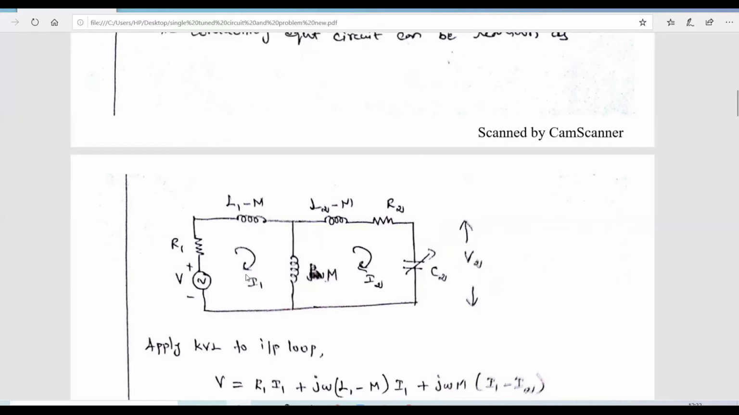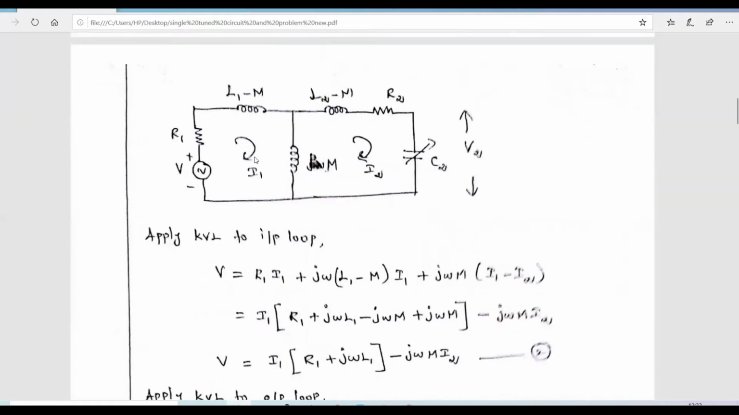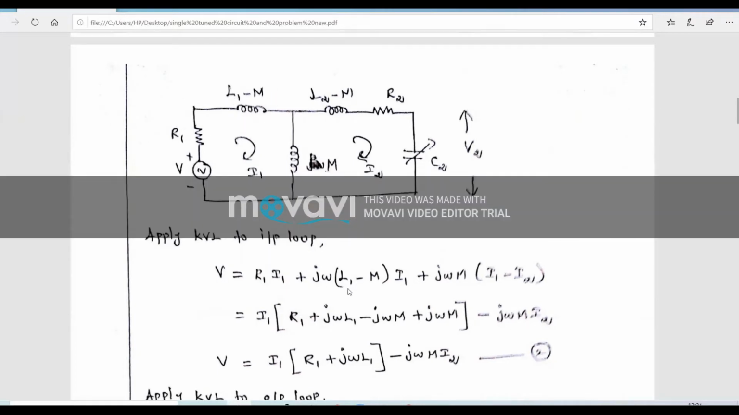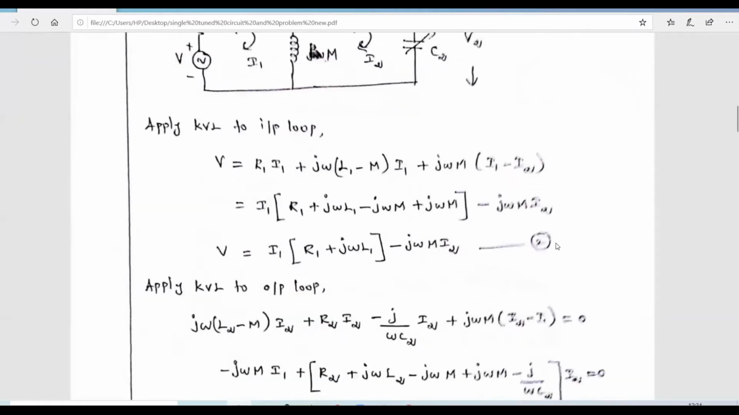Now consider the current flowing in the first loop as I1 and the current flowing in the second loop as I2. Our aim is to find the voltage V2. In order to find V2, we have to find the value of I2. The next step is to apply KVL to the input loop. V equals R1 into I1 plus j omega (L1 minus M) into I1, then the reactance of the mutual inductance, j omega M, into the current flowing through it, I1 minus I2.